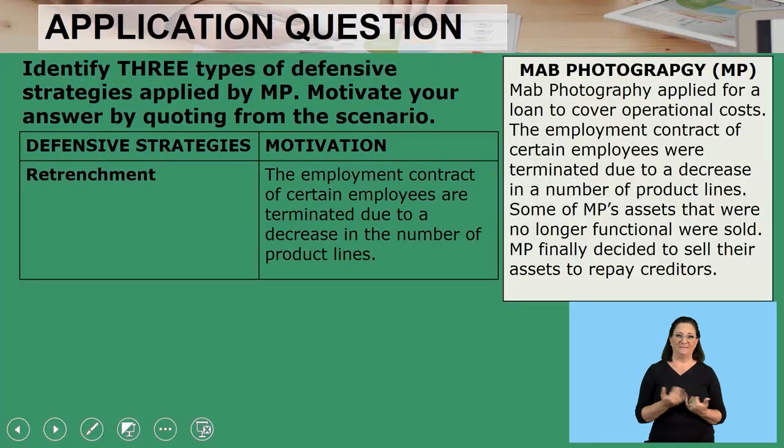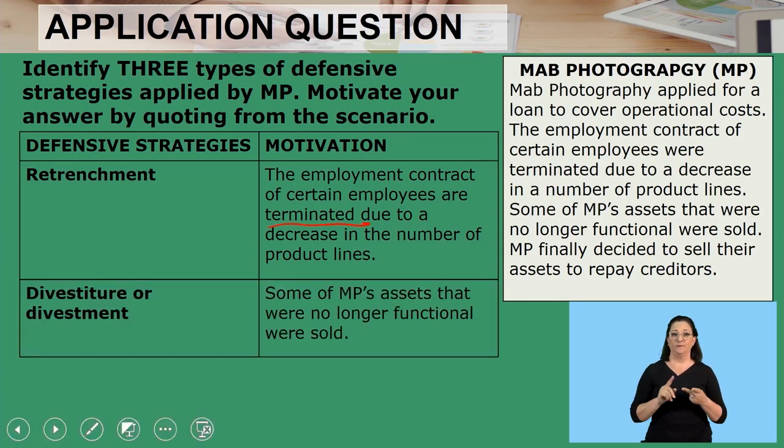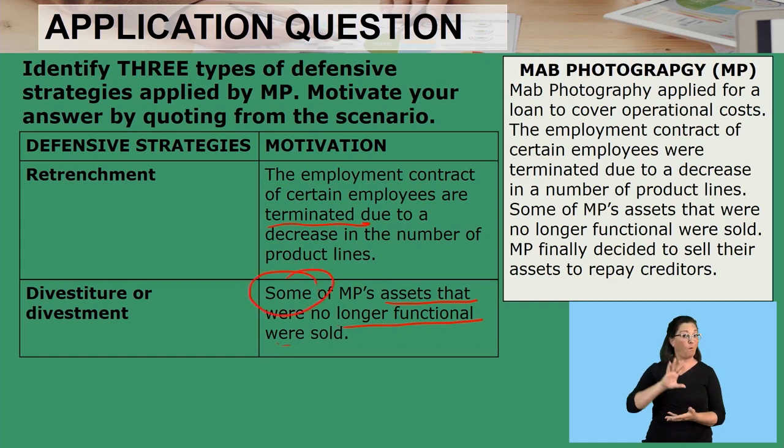Right, it speaks of retrenchment here. We can see there's a retrenchment here. The employment contract of certain employees are terminated. To terminate is to end, due to a decrease in the number of product lines. That is the first thing that they did. Right. And then the second defensive strategy is divestiture or divestment. Some of MP's assets that were no longer functional were sold. Key word here is some, not all of them.